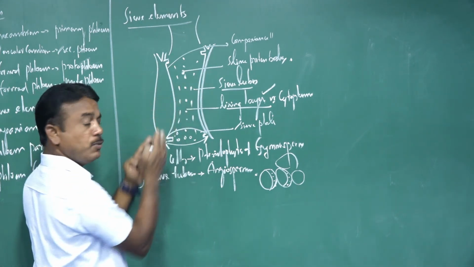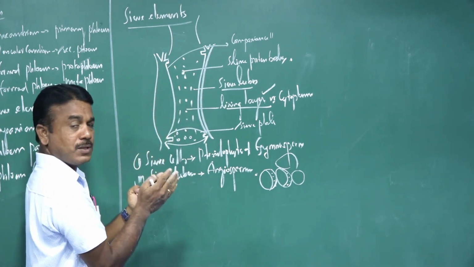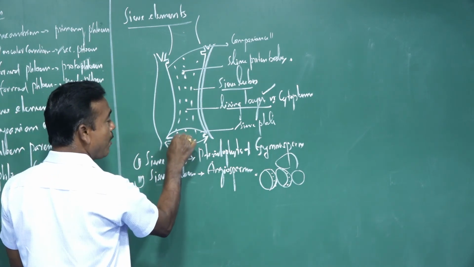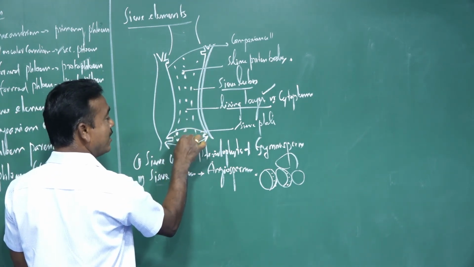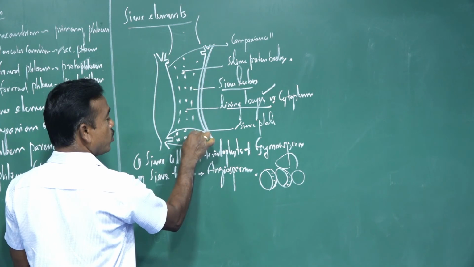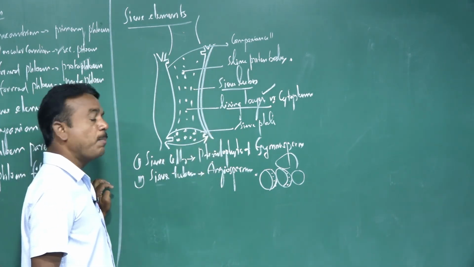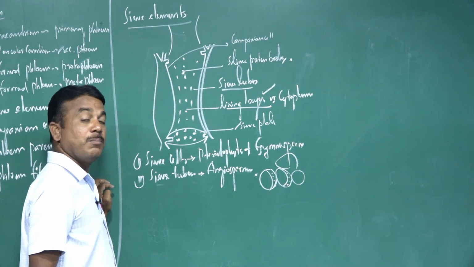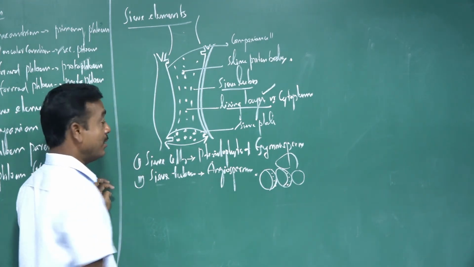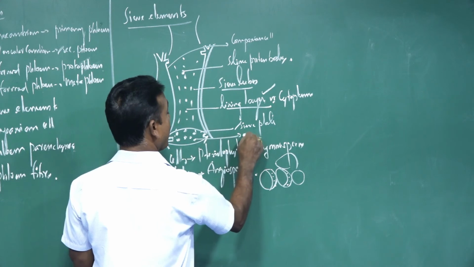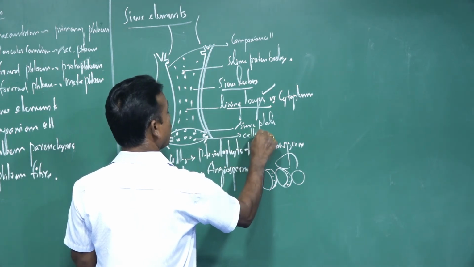In mature sieve tubes, sometimes the sieve pores are blocked because no conduction takes place. So in mature sieve tubes, the pores of the sieve plates are sometimes blocked by a special chemical substance, commonly called callose.